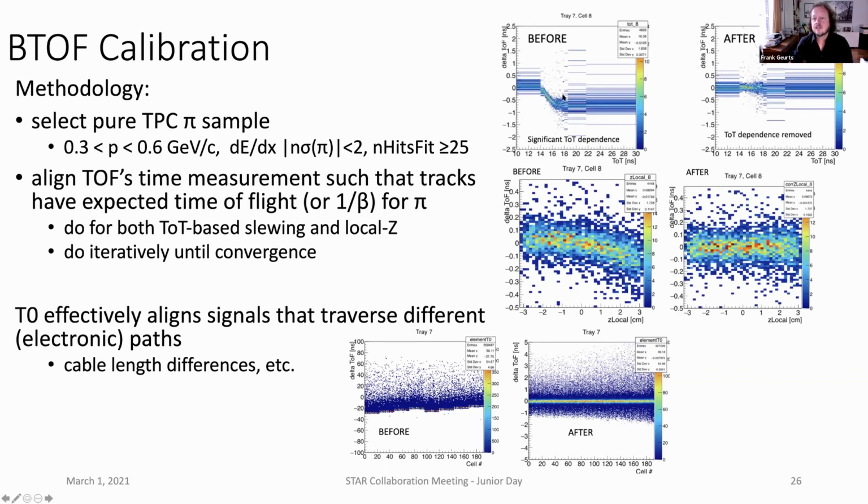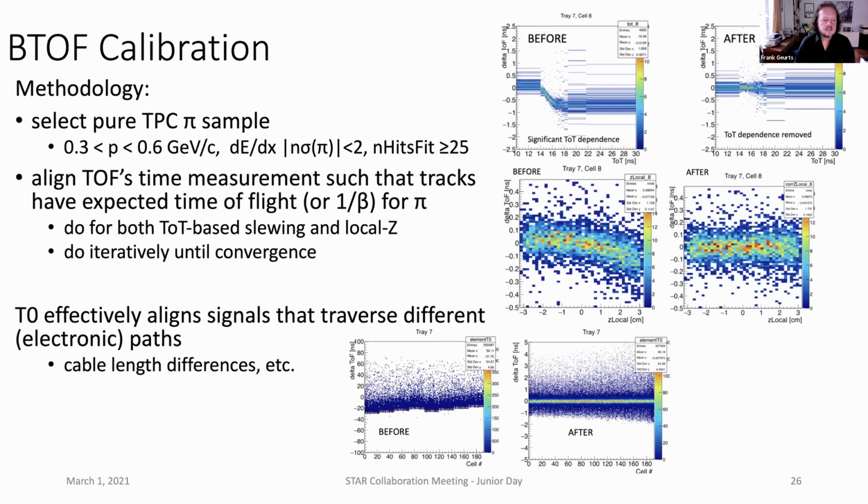Here you can see an example where the time over threshold dependence, the slewing correction, is corrected for. Here you can see a plot of the local Z where you have something on the order of 200 picoseconds almost between where the pickup is and where the other end of the MRPC is. These are all distributions that we like to see straight so that there's no dependence on that.